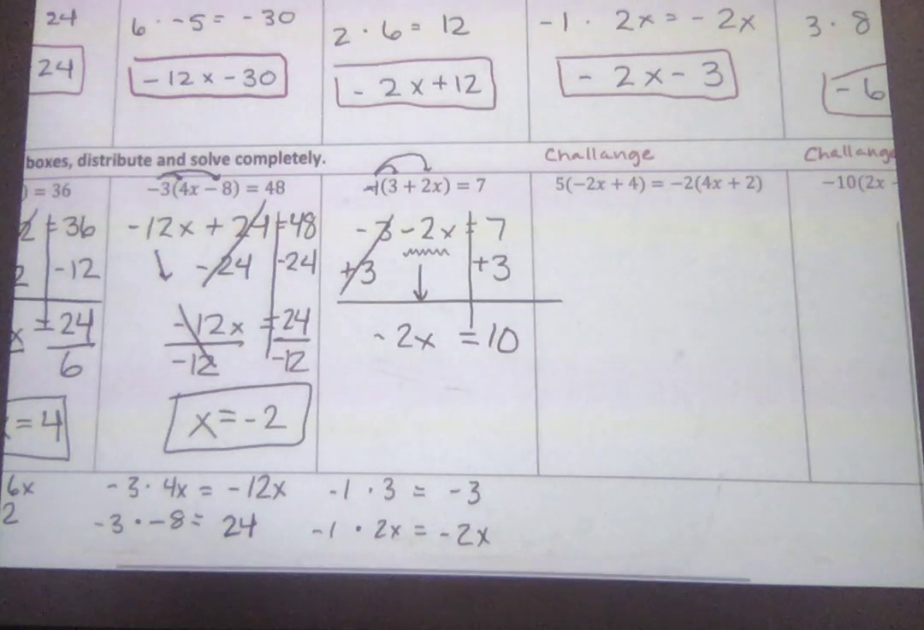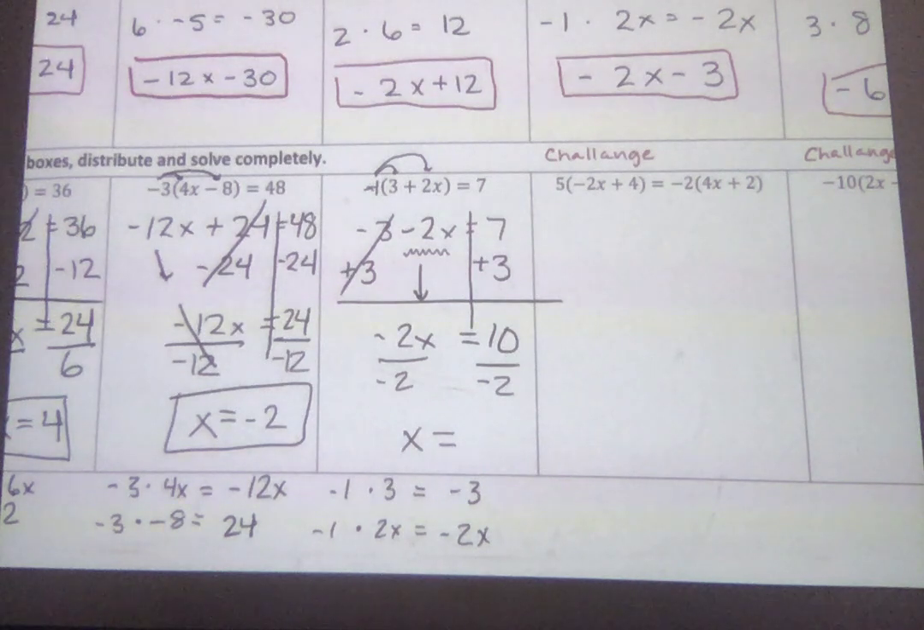And the last step here, when we get x by itself, we're going to divide by negative 2 on both sides. So we have 10 divided by negative 2. So go ahead and type 10 divided by negative 2 in your calculator. Negative 5. Yeah, got it. Awesome.